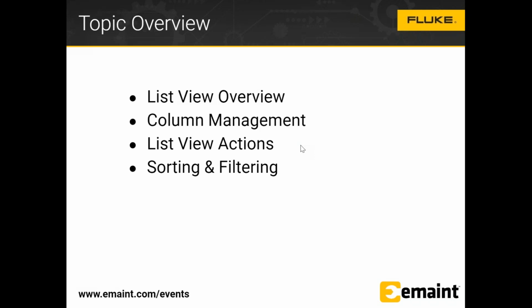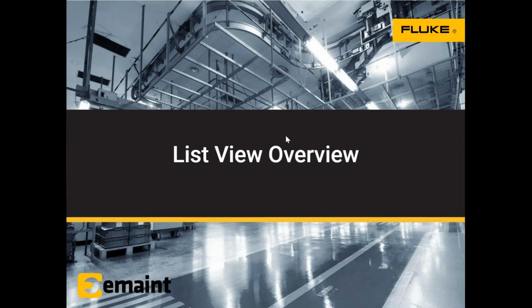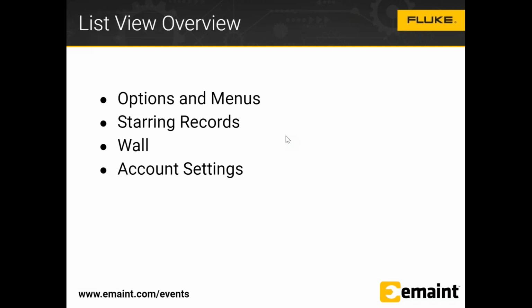Just a topic overview of what we're going over today: list view overview, column management, some list view actions, and some sorting and filtering. We'll begin with list view overview. We'll be going over options and menus, how to star a record and what that entails, how that correlates to the wall, and some of the account settings that affect the list view.